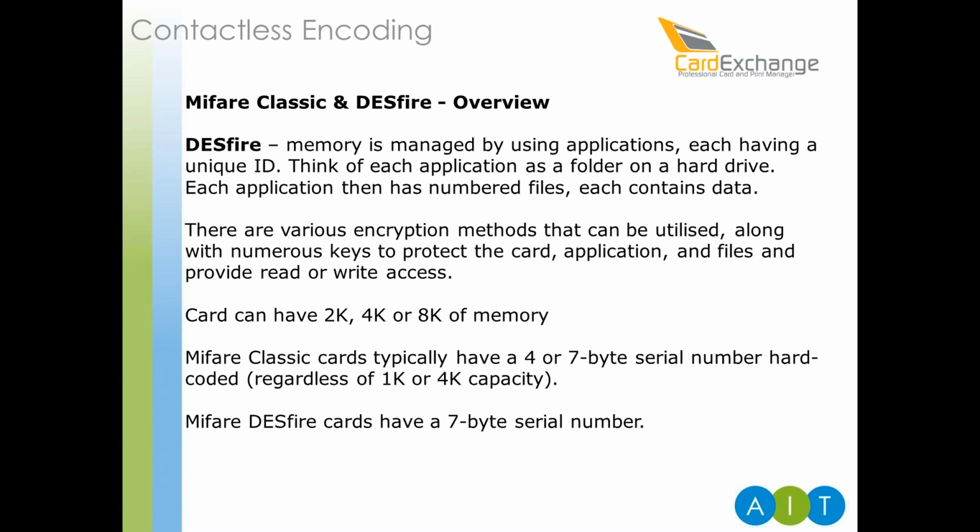To overcome this limitation on numbers, a 7-byte unique ID was created. CardExchange is completely compatible with both 4 and 7-byte numbers. The 7-byte ID allowed something ridiculous, and I think it's 72 quadrillion combinations. I don't even know if that's a real number, but written down, it's an awful lot of digits. So hopefully that should see us through for a little while longer.